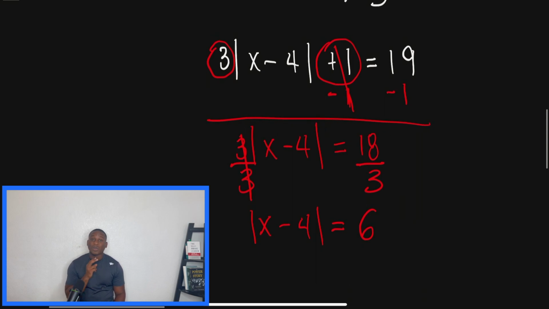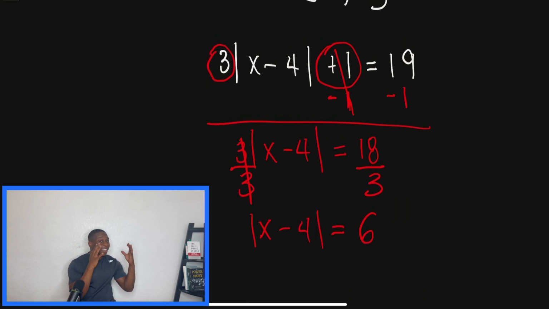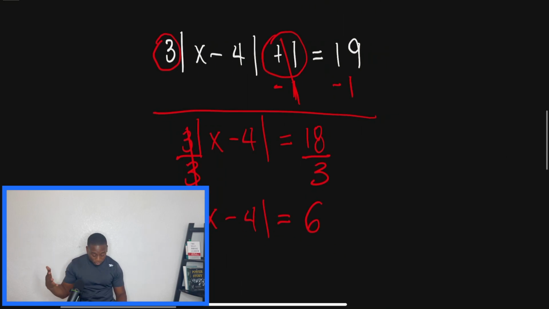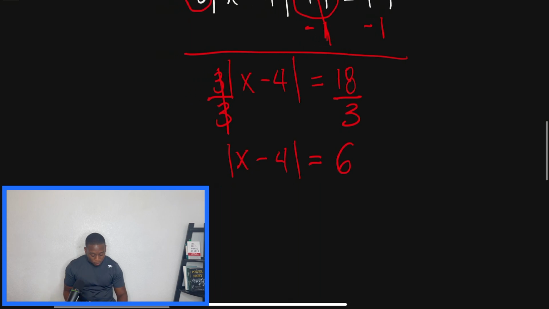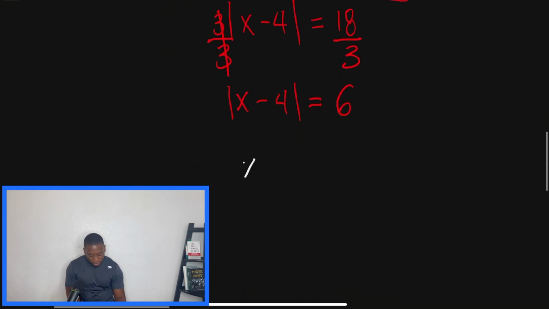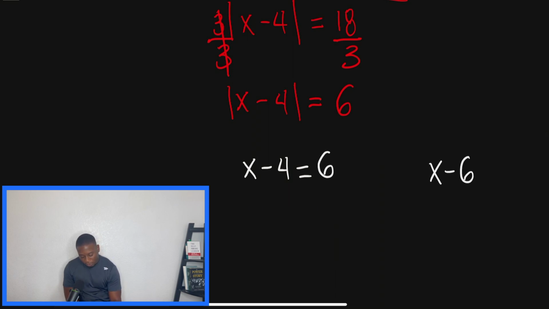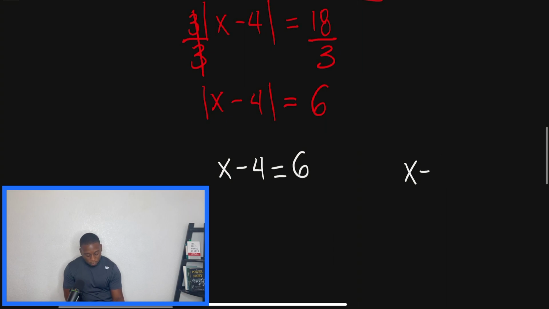All right, so guys, we're on step 2 now. We got the absolute value absolutely by itself. Now we're going to drop the brackets and create two equations, one with a positive 6 and one with a negative 6. So, oops, sorry. Now let's write these equations. We have x minus 4 is equal to 6, and we have x minus 4, wrote the wrong number, sorry, is equal to negative 6.